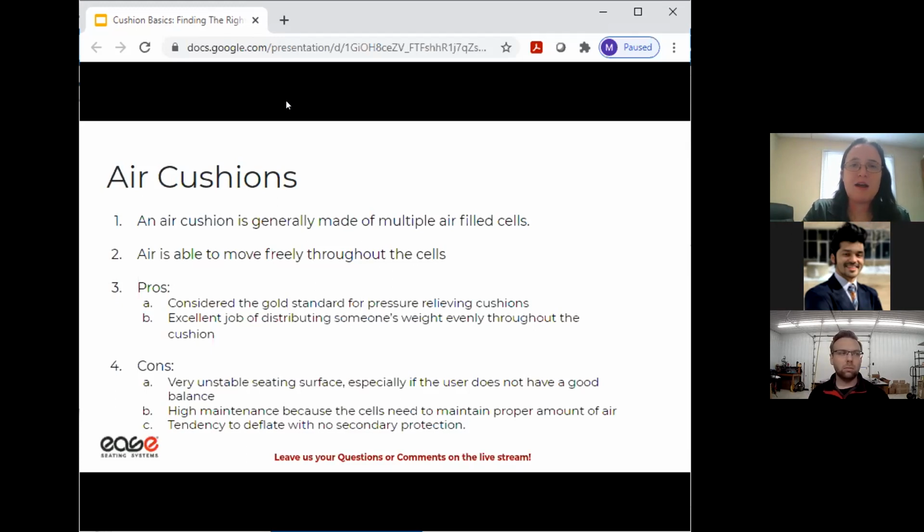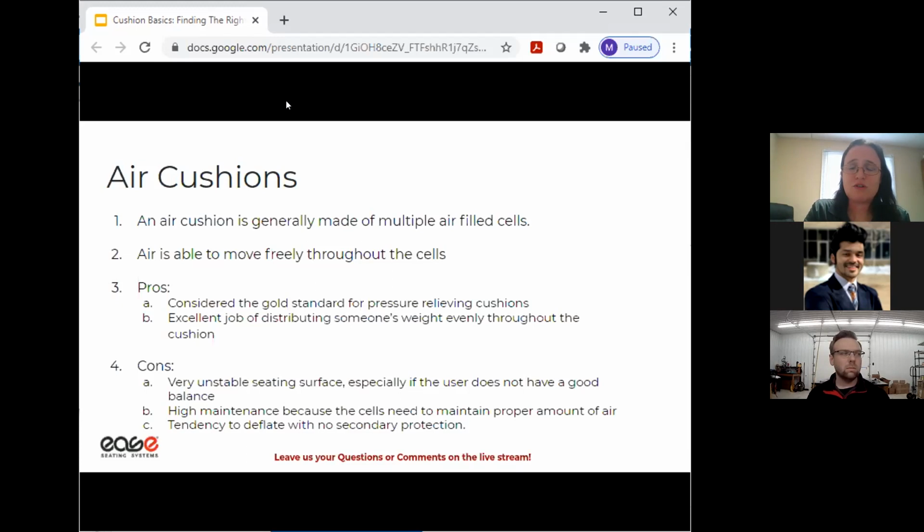Also, because it's air, there's a lot more maintenance involved, because you need to make sure that those cells maintain the proper amount of air. If the cells are too full, the air is not going to be able to move underneath you, and it's going to be like a harder surface. And on the other end, if there's not enough air, you're going to sink in more and again, not get that proper weight distribution.